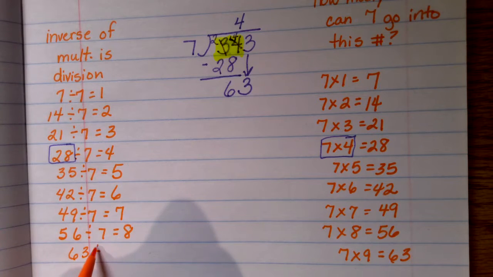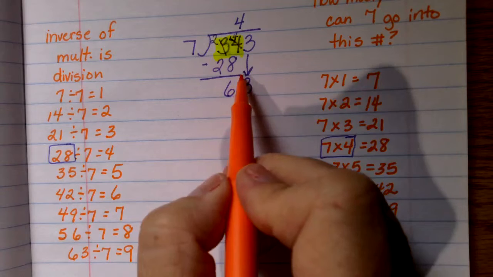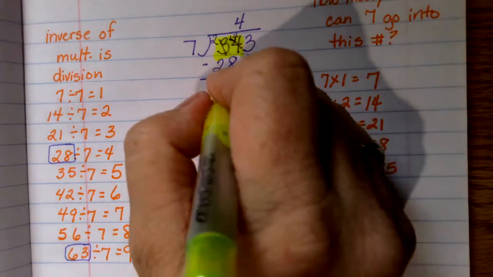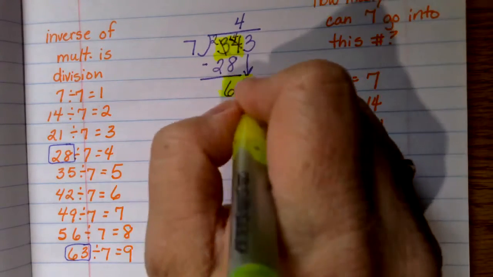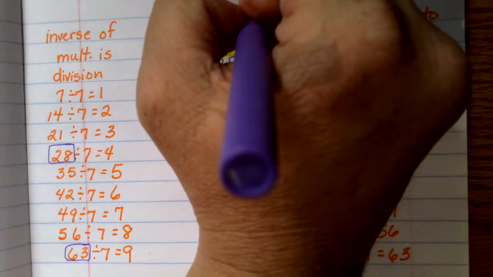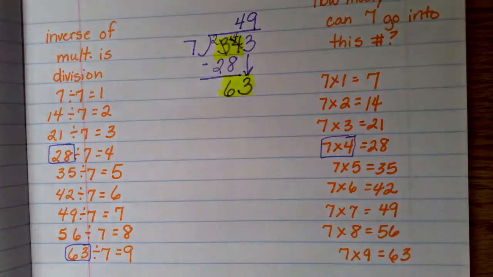63 divided by 7 equals 9. So if I look at this 63, I can divide 63 by 7 9 times. So when I divide, I place the answer up here.